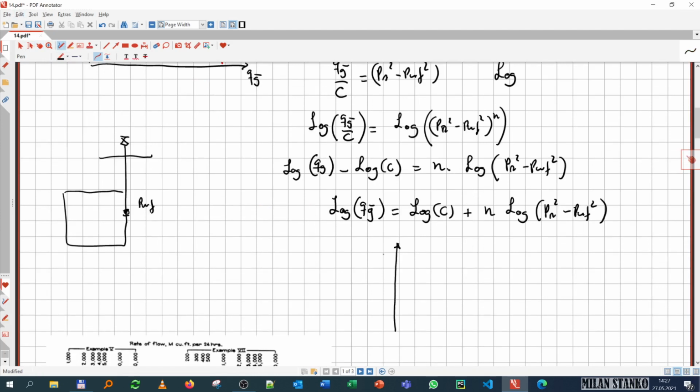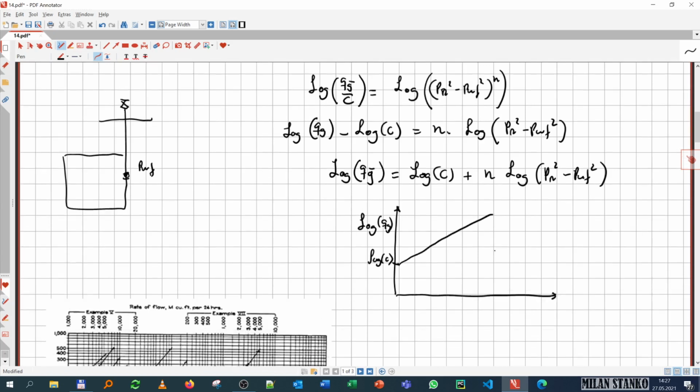It gives you that the log of QG is equal to the log of C, and it gives you essentially a straight line with the log of PR squared minus PWF squared. And this slope, then, will be n. Okay, that slope. So essentially, that's what they saw. Okay, that was what they were plotting.